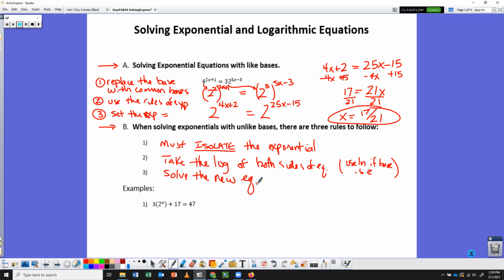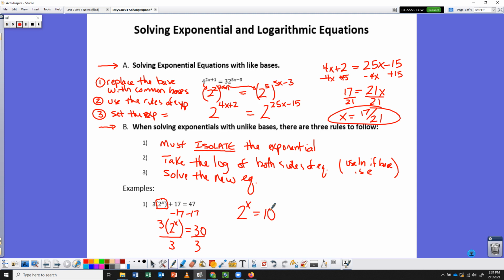Let's practice on our first example down here. So in example 1, we've got 3 times parentheses 2 raised to the x plus 17 equals 47. The exponential in this problem is the 2 raised to the x. So our first job is to try to get that to be completely by itself. Step 1, I'm going to subtract 17 from both sides. So you now have 3 times 2 raised to the x equals 30. We are then going to divide both sides by 3 so that you can get the 2 to the x to be by itself. 2 to the x equals 10.